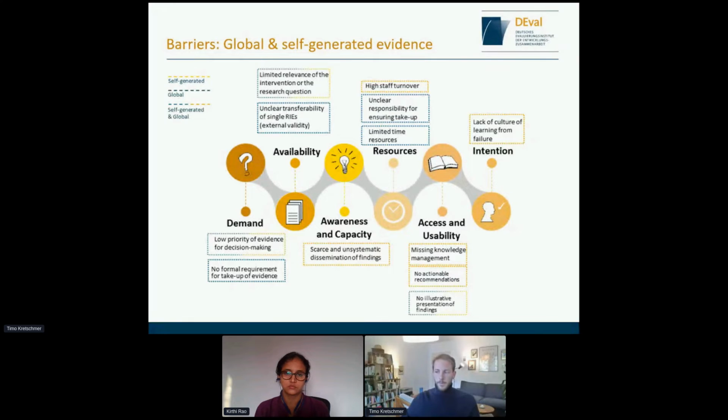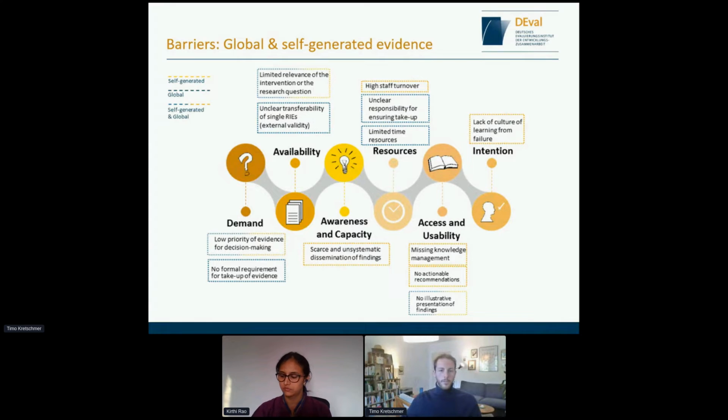Then in the third step, there's scarce and unsystematic dissemination of findings. And under resources, we have a high staff turnover, so staff change projects a lot or even leave the organization. Then there's unclear responsibility for ensuring take-up of evidence, and especially limited time resources, because using evidence takes time that people don't have. We also have missing knowledge management. Often there's no actionable recommendations in research, so what to do is unclear.